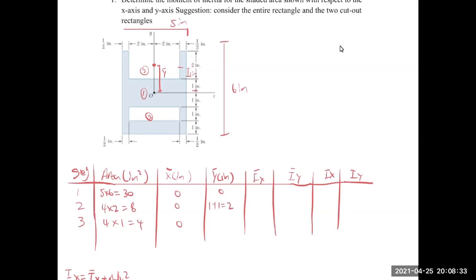And then for segment 3, it's the same thing. We consider this distance of 1 inch, and also half of this, because the centroid is going to be right here, so 0.5. So it'll be 1 plus 0.5, which is 1.5. Like I said, I'm just going to keep them positive throughout because I know I'm going to subtract them at the end.